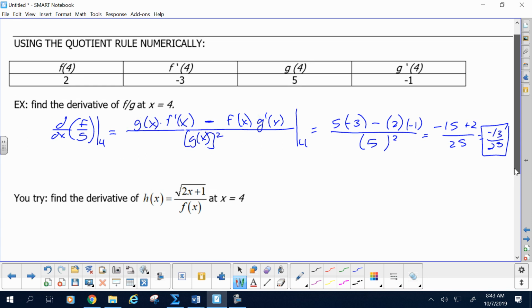Using that same table, find h prime at 4. So this obviously will pull from the table and chain rule derivative.